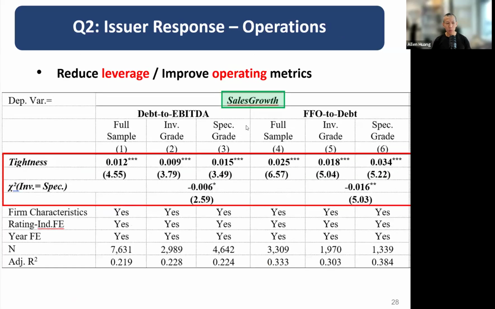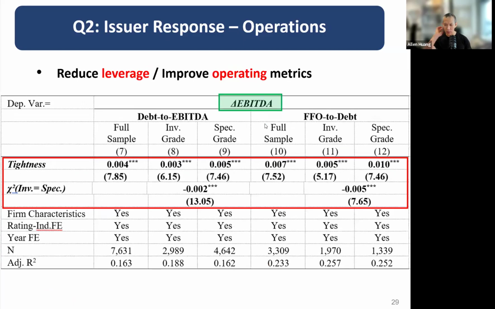We also look at the operating results. So we look at two operating results. One of them is sales growth, and the other one is the change in EBITDA. And we find that when firms face tighter thresholds, not only do they try to reduce leverage, but they also improve their operating metrics, including sales growth and also the change in EBITDA here. And we find the results are similar to the previous case of reducing leverage. The results are stronger whenever firms have speculative grades rather than investment grade ratings at the moment.